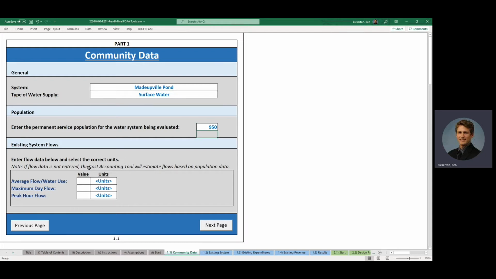Existing system flows are used to estimate costs. If we have flows, average daily flows, maximum daily flows, or peak hourly flows, we can enter those values here. If we don't have the data, this tool will estimate flows based on the population provided and average flows in the province. So in our case, we can provide some input on the average day flow. We'll say that it's an average flow of 500 meters cubed per day.